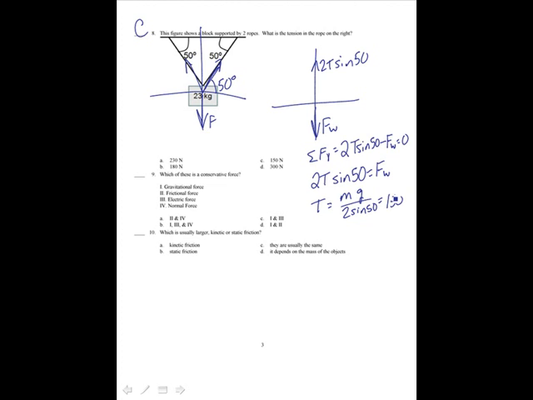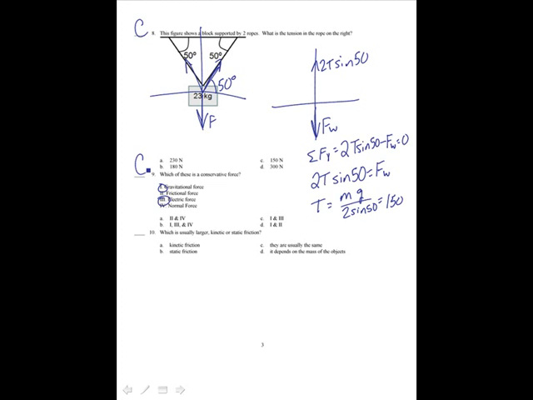Which of these is a conservative force? All field forces are conservative. The gravitational force is conservative. Frictional is not conservative, and the electric force is conservative. The normal force is not conservative because it is a contact force. The only truly conservative forces are field forces. So that's 1 and 3 for number C. 1 and 3.